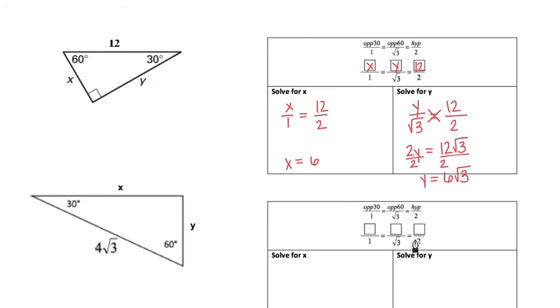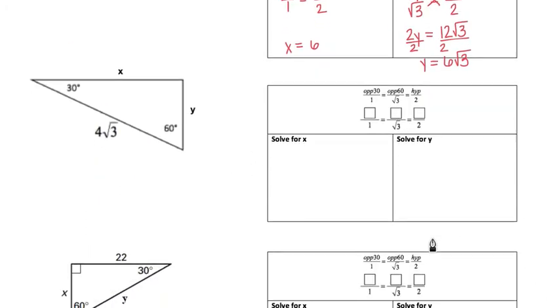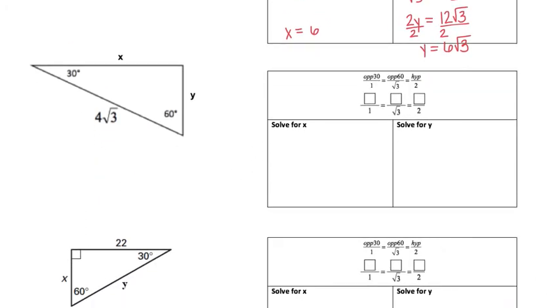All right. In this next one, opposite my 30-degree angle is my short leg. That's going to be y. Opposite my 60-degree angle, that's my long leg. That's going to be x. Opposite the right angle is 4 square root 3. That's my hypotenuse.